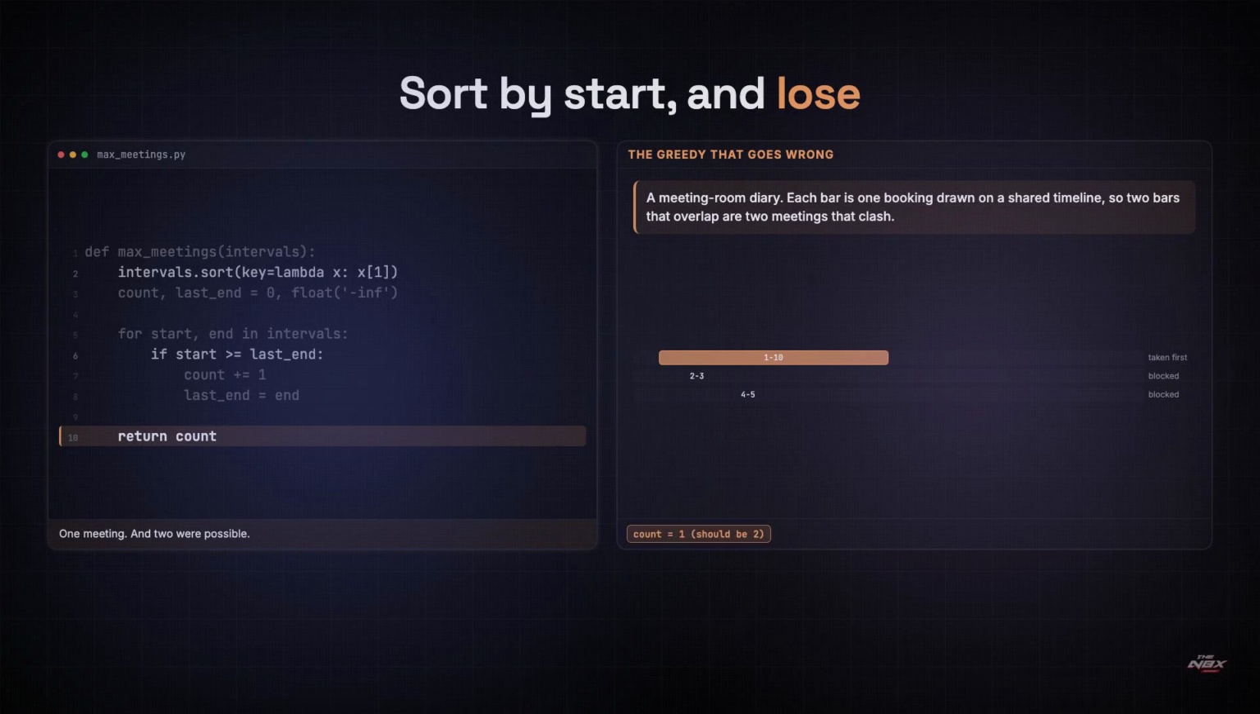And the painful part is that you could have attended 2. The code ran, it returned a number, and the number is simply wrong. Nothing crashed to tell you.